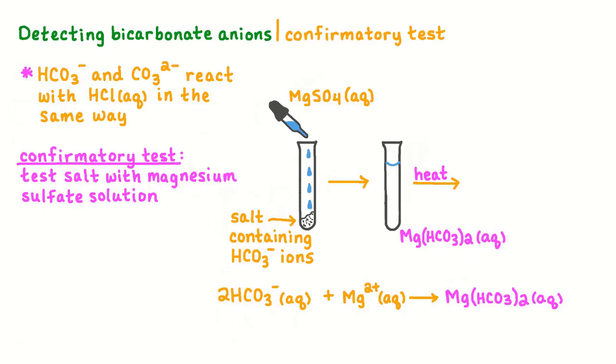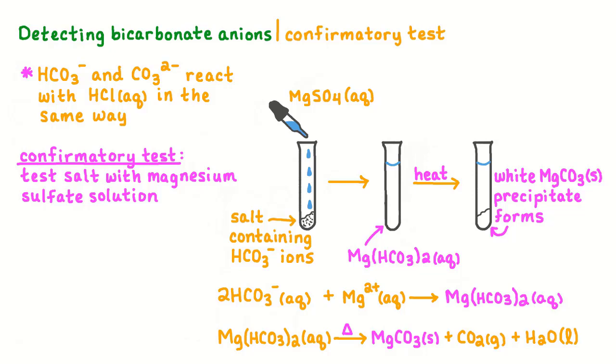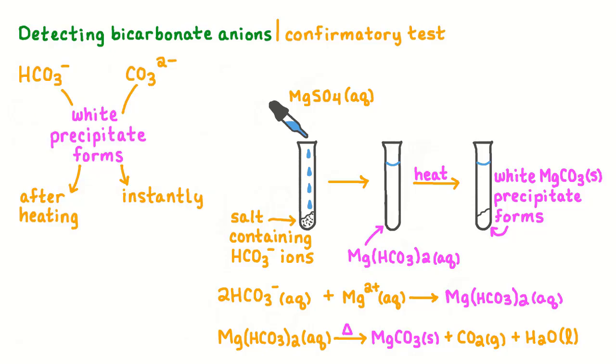The second stage of this confirmatory test is then to heat our solution. This causes the thermal decomposition of the magnesium bicarbonate, and once again the formation of an insoluble white precipitate of magnesium carbonate. So, using this confirmatory test, we can see the difference between a carbonate and a bicarbonate salt. Carbonate ions are present if the white precipitate appears instantly. Bicarbonate ions are present if the white precipitate appears only after heating.